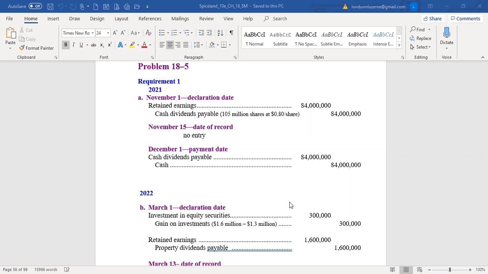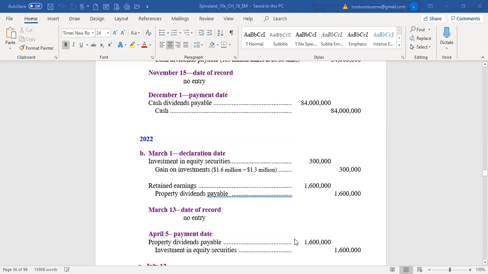So debit retained earnings, $1.6 million, the fair value of those investments being given as a dividend. Credit the liability account, property dividends payable. Now we're not crediting the investment account yet because we did not send out the investment as a dividend yet. On the day of payment, April 5th, now we'll debit property dividends payable for 1.6 and credit the investment in equity securities because now we're physically sending those securities.